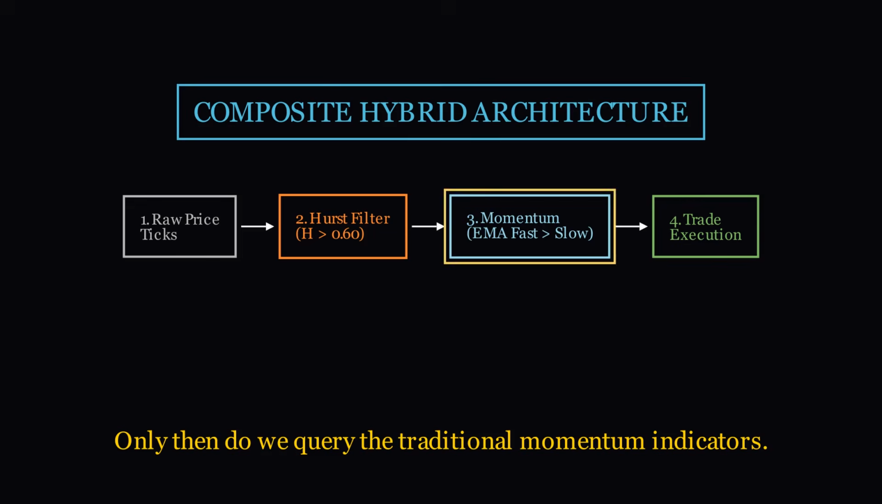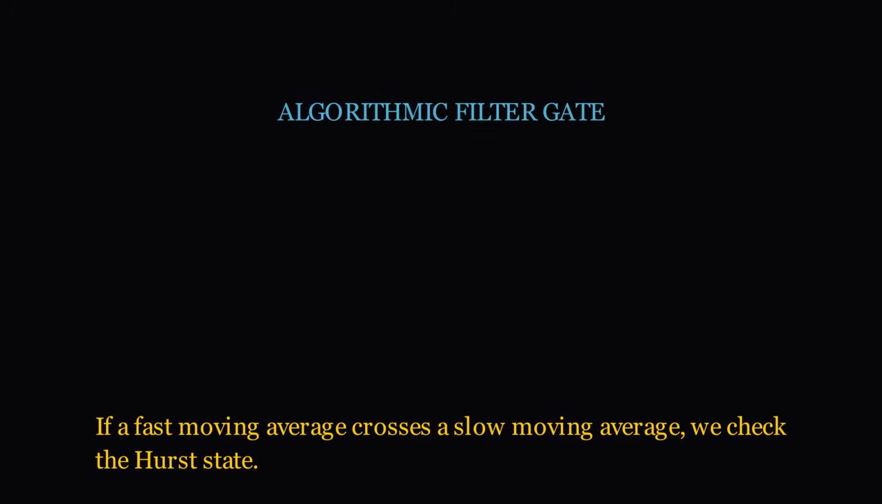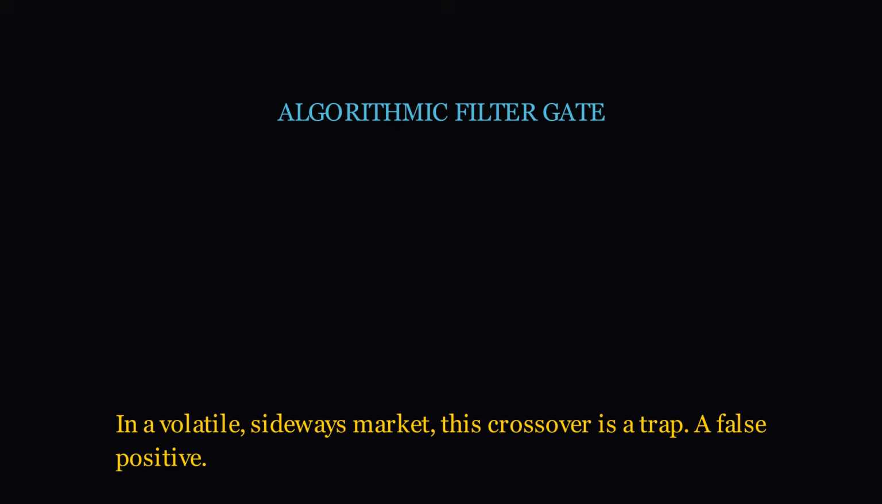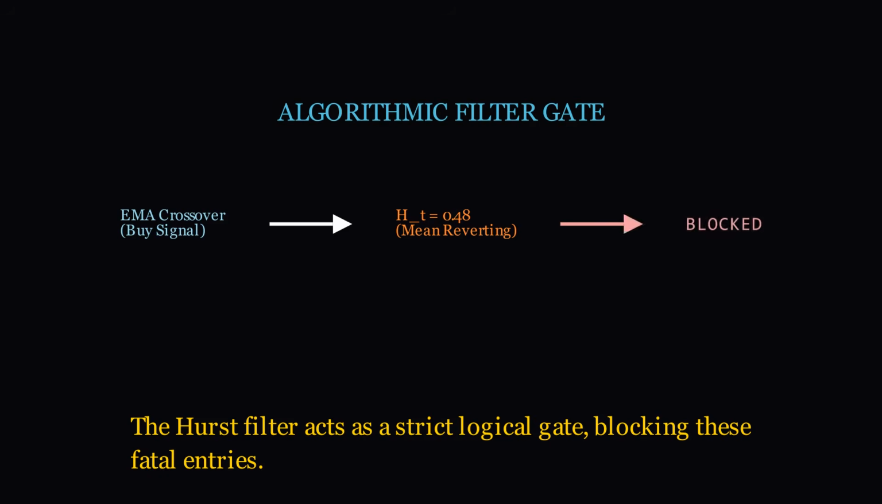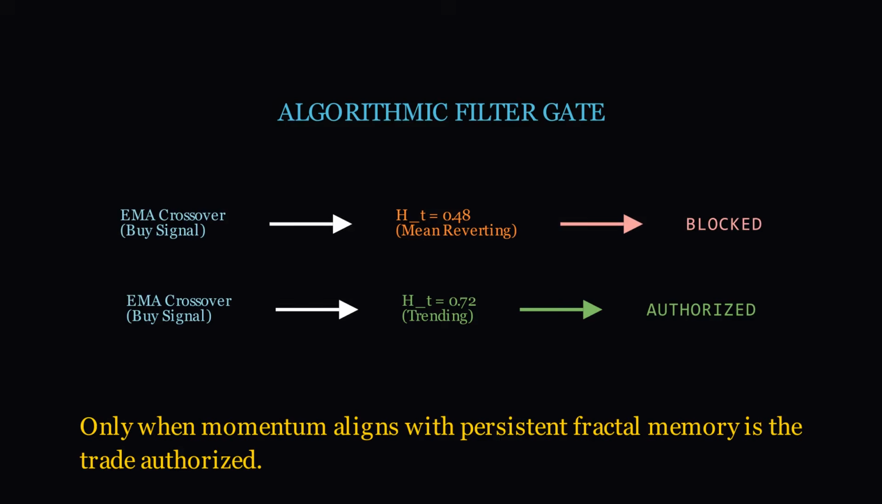Only then do we query the traditional momentum indicators. If a fast-moving average crosses a slow-moving average, we check the Hurst state. In a volatile, sideways market, this crossover is a trap. A false positive. The Hurst filter acts as a strict logical gate, blocking these fatal entries. Only when momentum aligns with persistent fractal memory is the trade authorized.